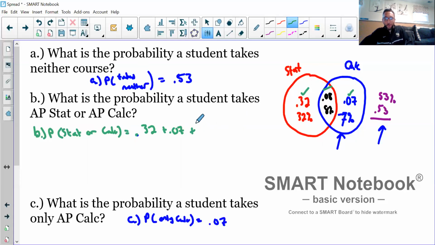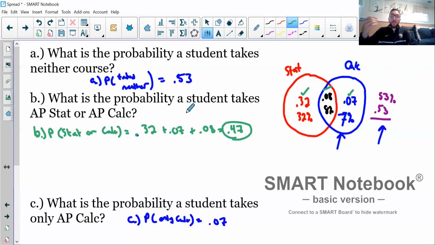Like, am I absent or in a video today? Yeah, I am, because I'm both. So we also want to add the 0.08 here. So on the AP exam, that's 0.47. If we're going to add numbers, we have to show that arithmetic, right? So we have to show that green addition here.